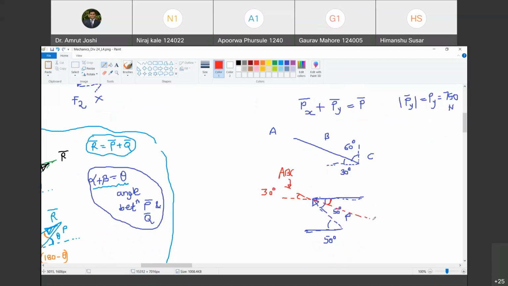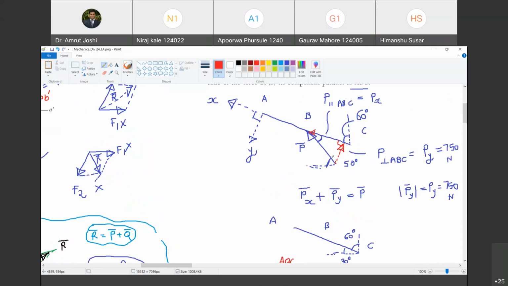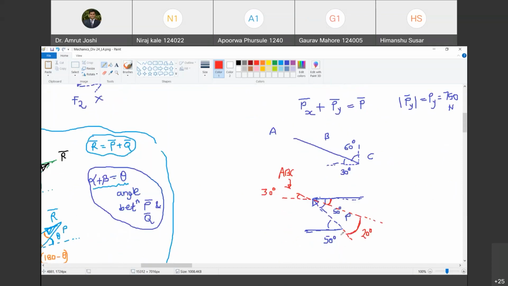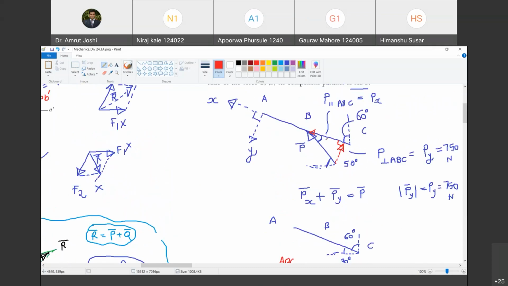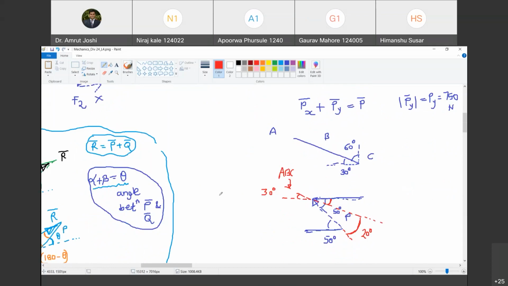Happy? So what is the angle made by this P with line ABC? Total 50 minus this 30. So 50 minus 30, is this angle 20 degree? Yes. So therefore, angle made by P with ABC is 20 degree. Can I write this angle as 20 degree? Yes, by geometry. Happy?